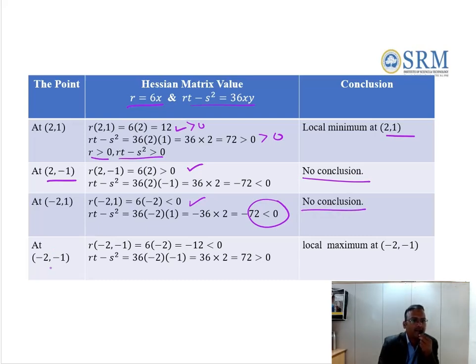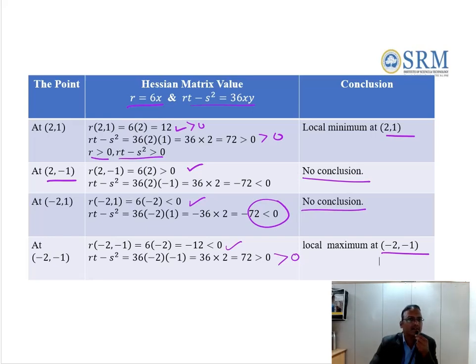Then at the point (-2, -1), the value of r is less than 0 and rt minus s square is 72, which is greater than 0, right. Therefore, at the point (-2, -1), the Hessian matrix is negative definite, hence the function attains a local maximum at the point (-2, -1). Clear? Is it clear? Right.